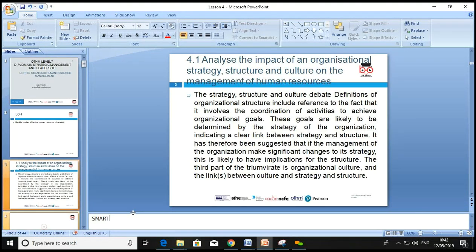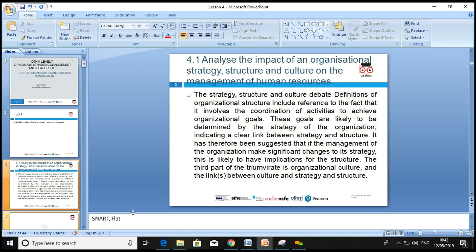These goals are likely to be determined by the strategy of the organization, indicating a clear link between the strategy and structure. Structure of the organization, who will be responsible, roles and responsibilities, the chain of command, all come under organization structure. So it has therefore been suggested that if the management of an organization makes significant changes to its strategy, this is likely to have implications for the structure. So we need to make sure structurally. And then of course structure represents the organization culture, the norms, the values, the way we do business.